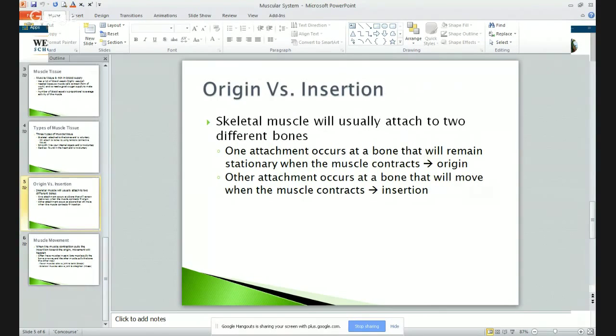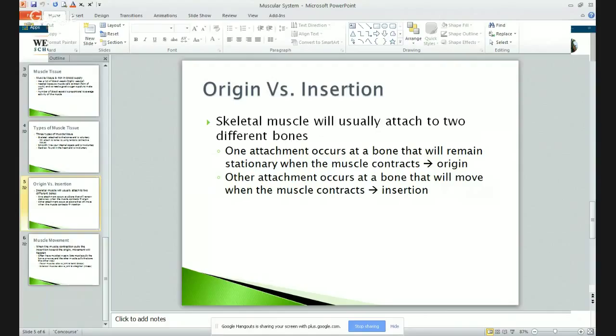Okay, in order to move, you've got to have your bones and your muscles. Muscles normally attach to two different bones. So we'll take your bicep, for example. Your bicep muscle has two ends.